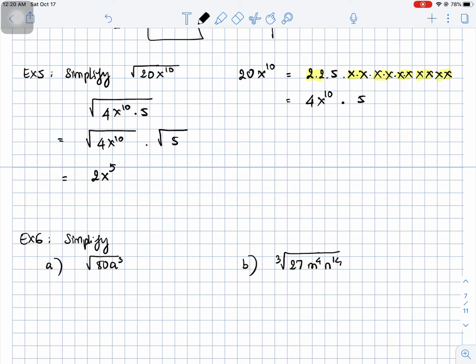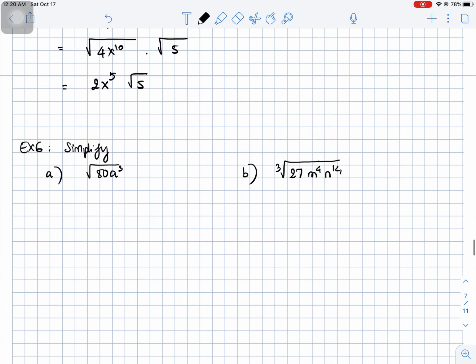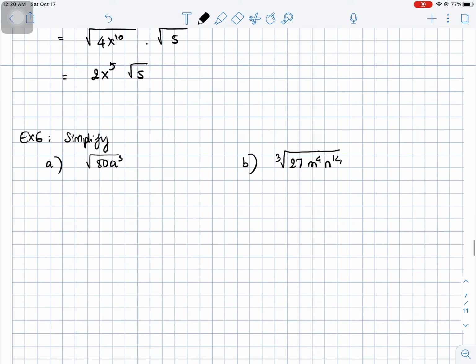Now we will break 20x to the 10 as 4x to the 10 times 5. We use the product property to separate them. 4x to the 10 times square root of 5. And square root of 4 is 2, and square root of x to the 10 is x to the 5, because x to the 5, when you square, you will get x to the 10. And then we bring the square root of 5 down.